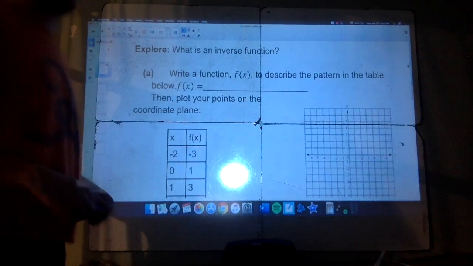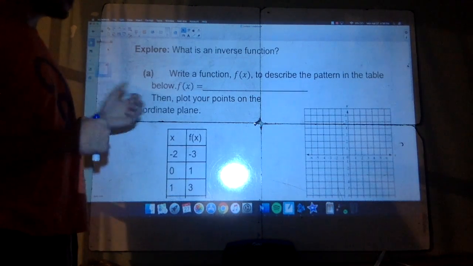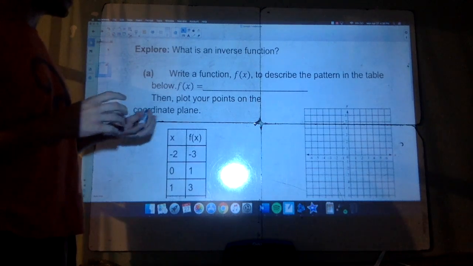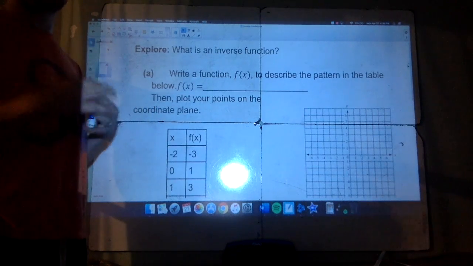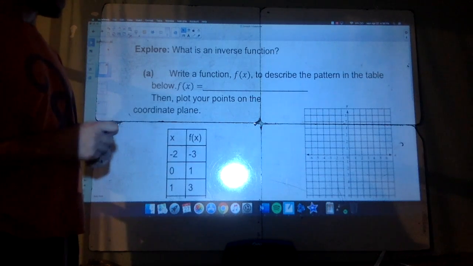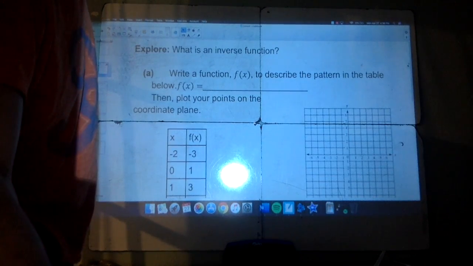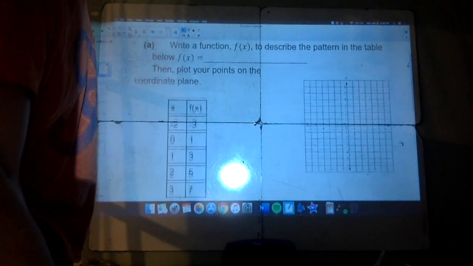So we're going to start our new unit. And this unit is called inverse functions. So the first thing we're going to do to study our inverse functions is think about what is an inverse function. So we're going to first graph these points and then describe the pattern and write an equation for it. Okay, so I'm actually going to graph them first and then write the equation second.